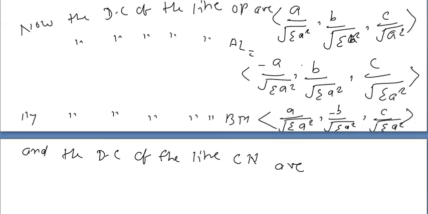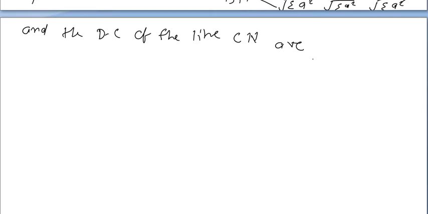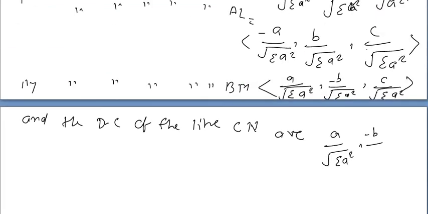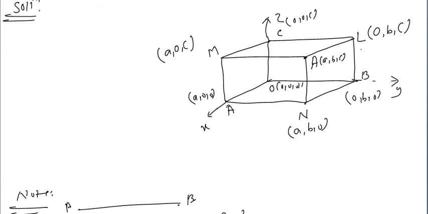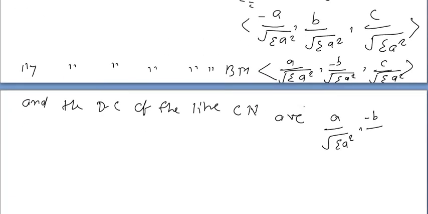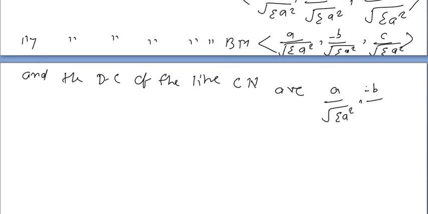So put it. The direction cosines of CN are a divided by the square root of the sum of a square, minus b divided by the square root of the sum of a square, just see the figure, a and b and minus c, and minus c divided by the square root of the sum of a square. This is the direction cosines along the line CN.